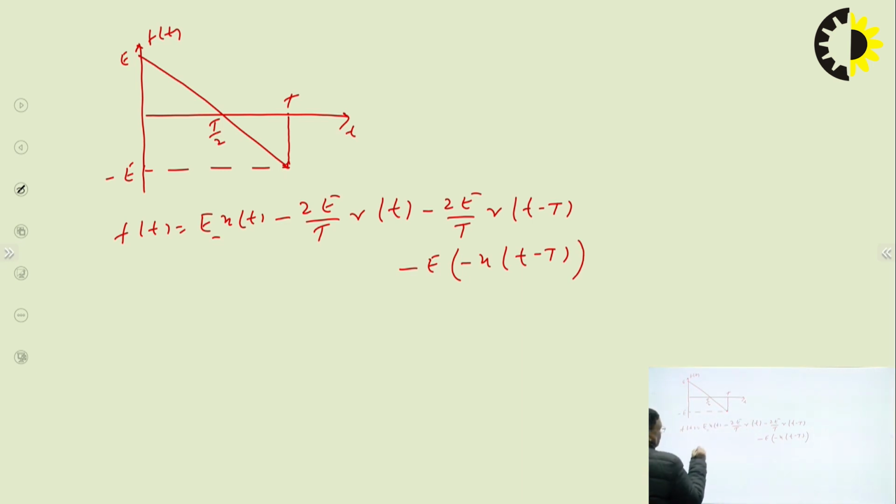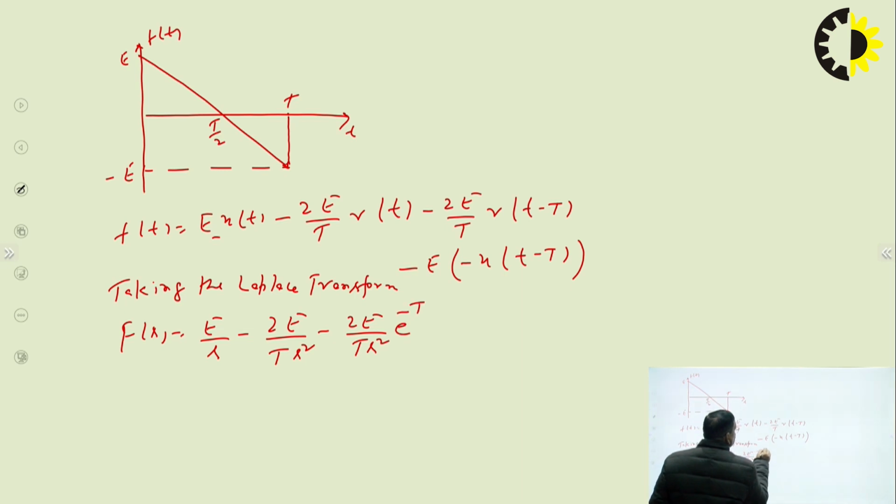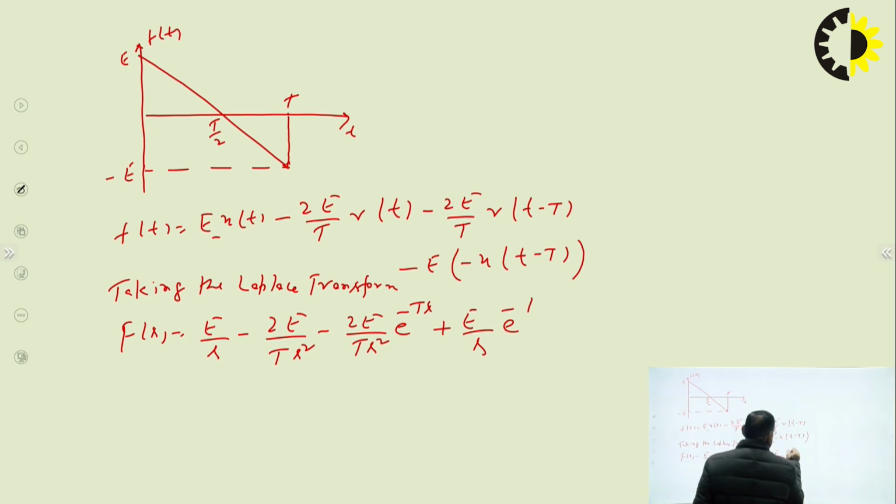So we can write the Laplace transform of this. So taking the Laplace transform, Fs is equal to E by s minus 2E upon Ts square minus 2E upon Ts square e to the power minus Ts, this ramp and this unit step, so plus E by s e to the power minus Ts. So this is using the graphical approach.